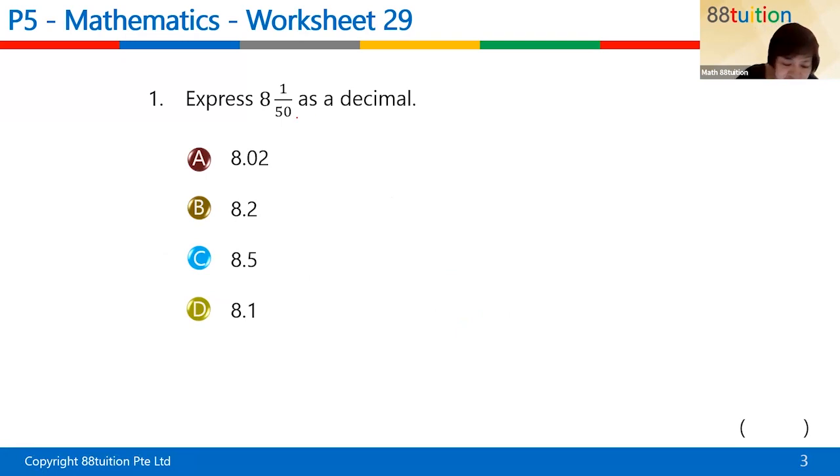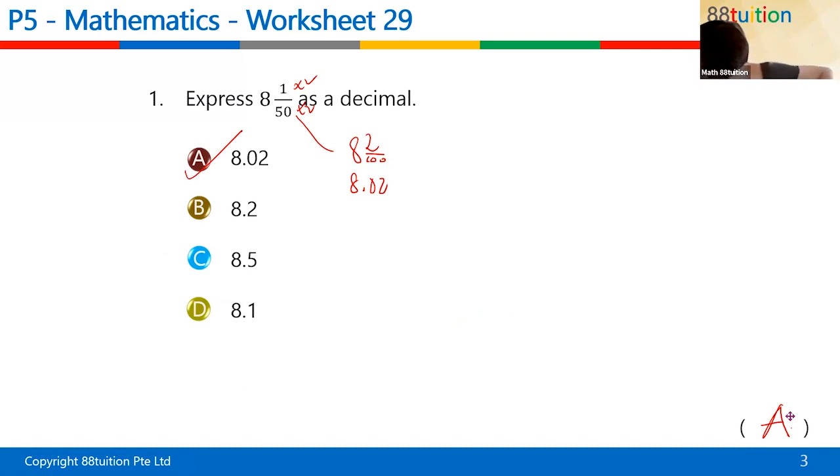To change this to a decimal, you put it as over 100. So you need to times 2. And so you get 8.02. Okay. This is 8. Okay. Yeah. See, yes. Okay. Next question.